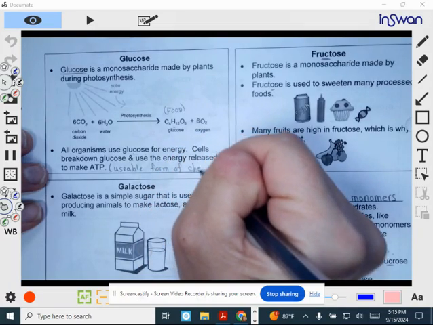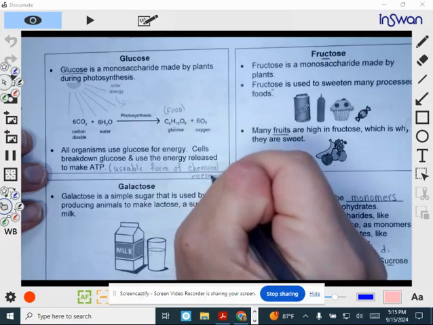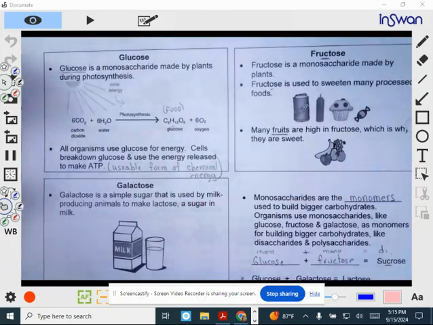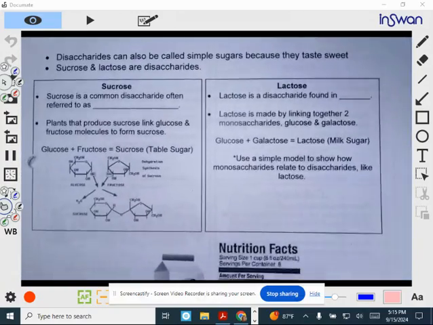So let's indicate it's a usable form of chemical energy, but glucose is needed in order to produce that ATP. All right, let's take a look at our next page here.